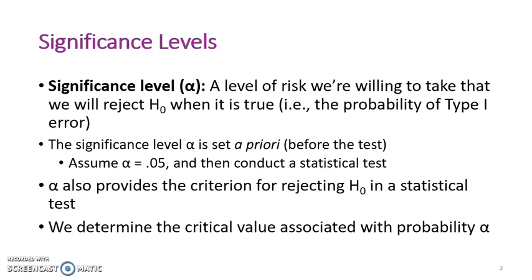By choosing the alpha level of 0.05, I'm setting my level of risk for a type 1 error. You determine this ahead of time and then you do your statistical test. I decided I would accept a 5% chance that I would reject the null hypothesis. The significance level is going to provide the criterion or the threshold for rejecting the null hypothesis in a statistical test. So your decision to reject or to retain the null hypothesis is determined by your significance level.